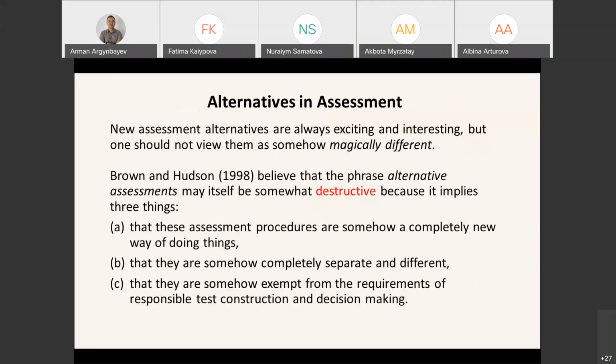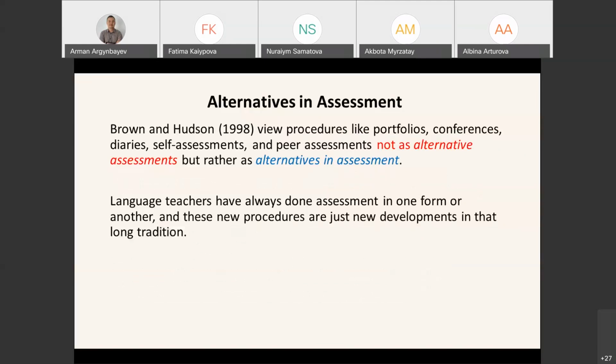It might imply two things. A, that procedures are somehow completely different, something new. Actually, they're not that new. And B, that they're exempt from the requirements of responsible test construction and decision making, as if the construction of these tests is different. But actually, no. This is why Brown and Hudson prefer calling them not alternative assessments, but rather alternatives in assessment.